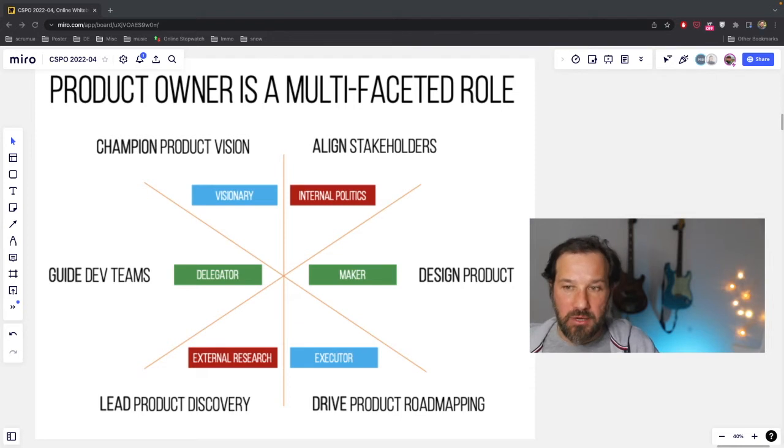And again, visionary and execution are very different things. That's why we put them on the different sides of the model. But a good product owner needs to master both of them. It's not enough to be just a visionary, and it's not enough just to be a good planner. You need to have both.